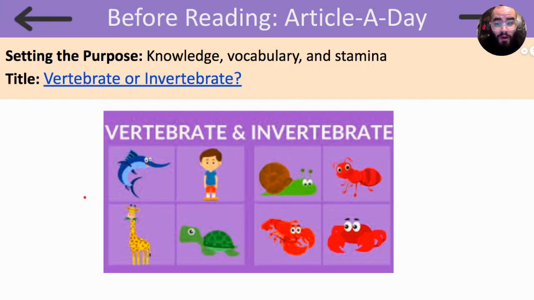Let's start with our article a day. Vertebrates or invertebrate? And this is actually a continuation from our last article a day. What do you see in the picture? I see that the animals are grouped. On the left, we have vertebrates, and on the right, we have invertebrates. Let's read our article a day to learn more about invertebrates.